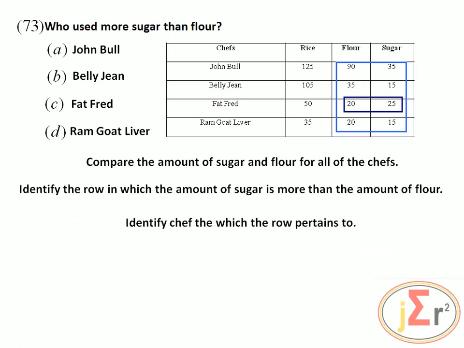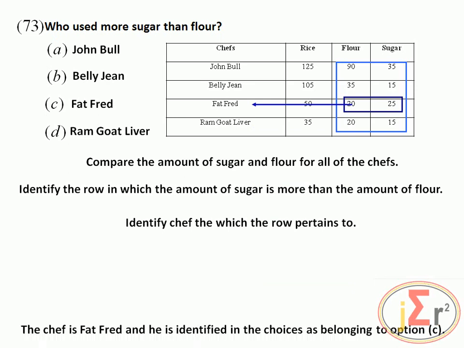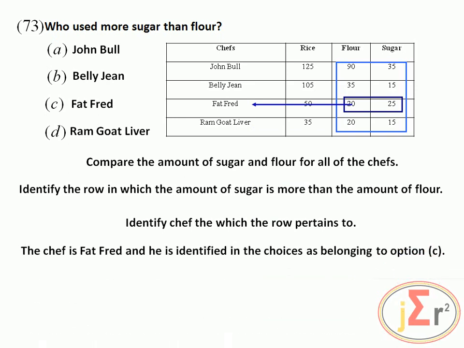Identify the chef which the row pertains to. Good. So that chef is Fat Fred. So Fat Fred is the one, and that is represented by option C. So there we have it. It is represented by option C.